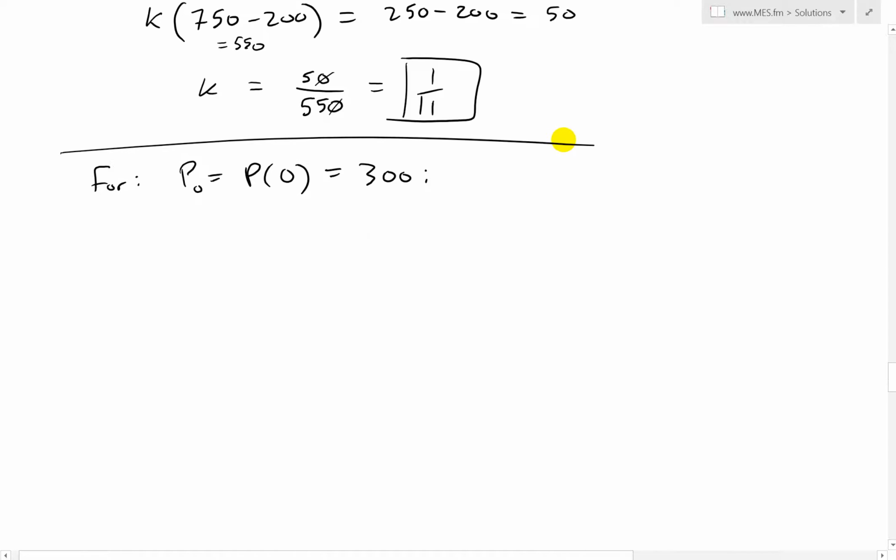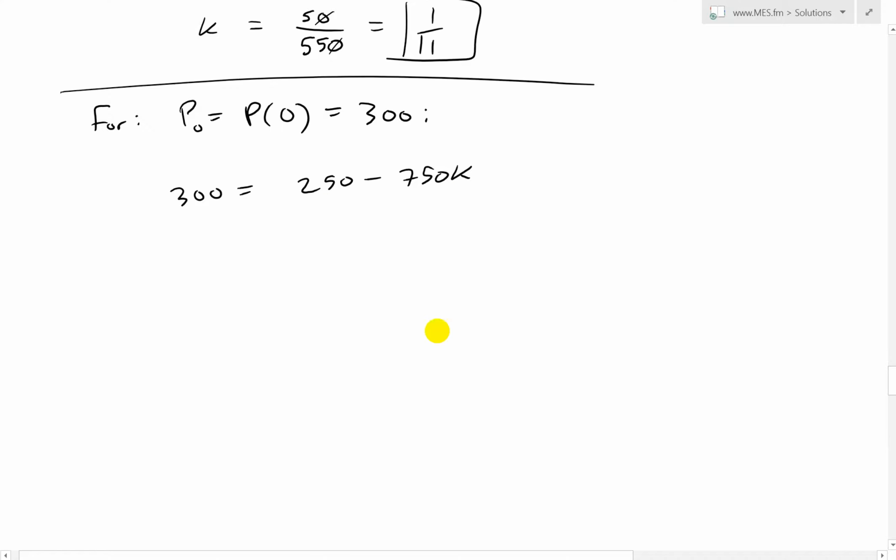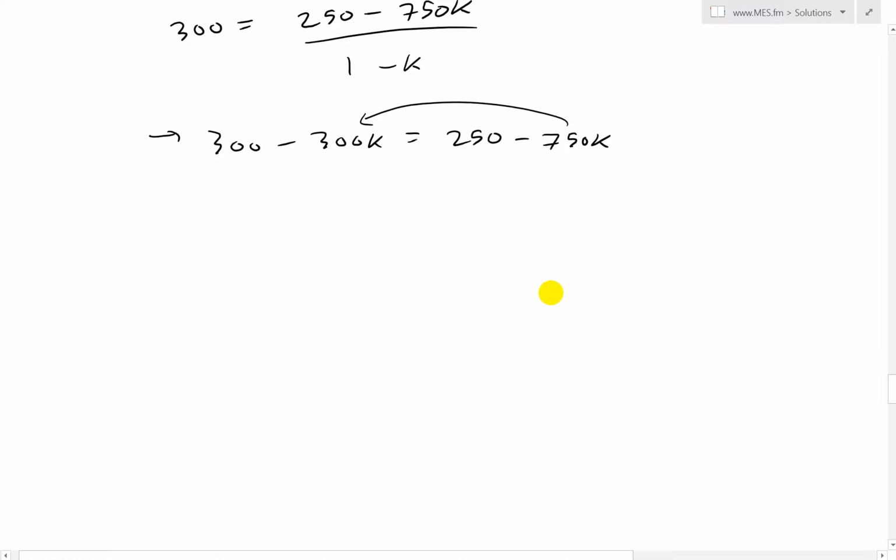So what we get is 300 equals this 250 minus 750K. And then that's just 1, and then 1 minus K, e to the 0 is just 1. So 1 minus K. Move this over, multiplied, we get 300 minus 300K equals 250 minus 750K. Move this on the other side again. Move this here, combine the 750. So negative 300 plus 750, in other words 750 minus 300, because that's positive. When you move it over, that's 450.